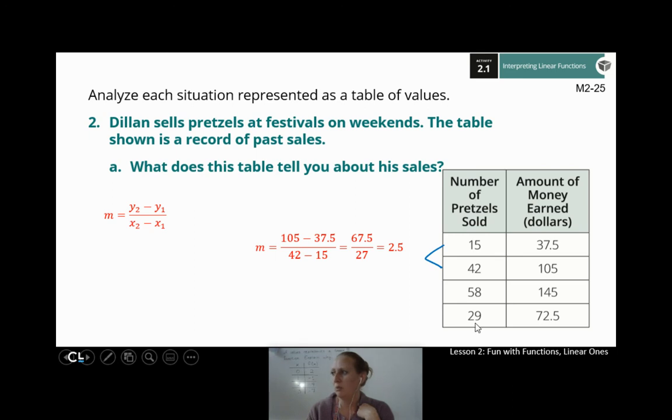Well, this is the number of pretzels he sold. This is how much money he made from selling those pretzels. Guys, Dylan earned $2.50 per pretzel. Yeah, he's earning $2.50 per pretzel.